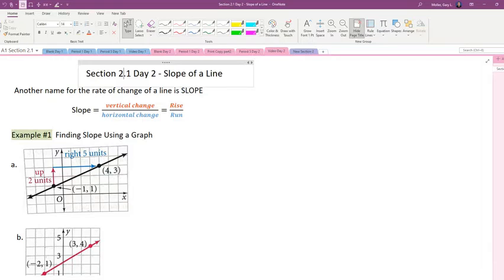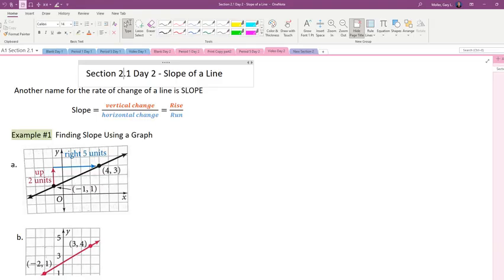In this video, we're going to be talking about section 2.1, rates of change. This is going to be day 2, or part 2. And today we're going to redefine the rate of change, and we're going to give it a new name, and that name is the slope. As it says right here, another name for the rate of change of a line is its slope.